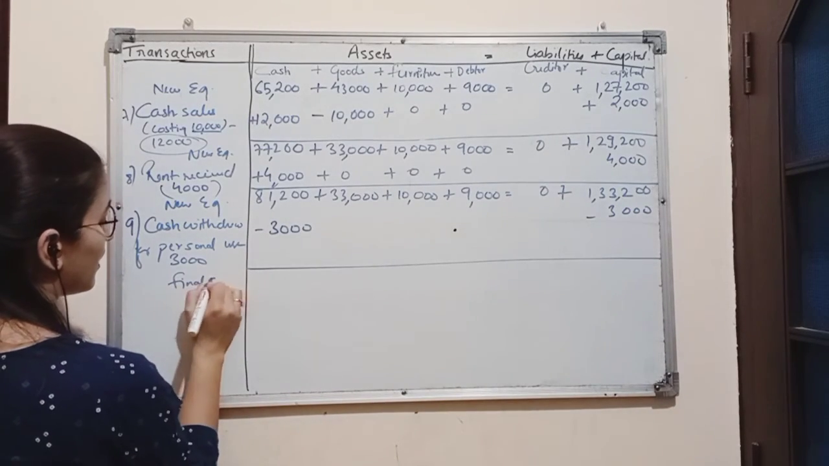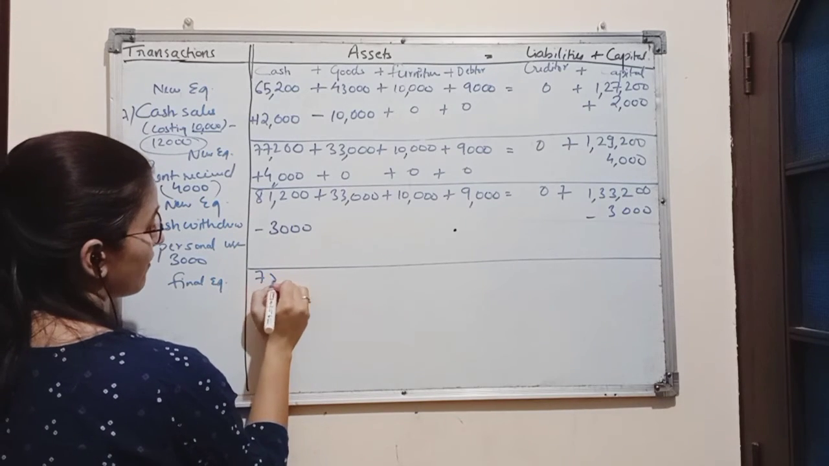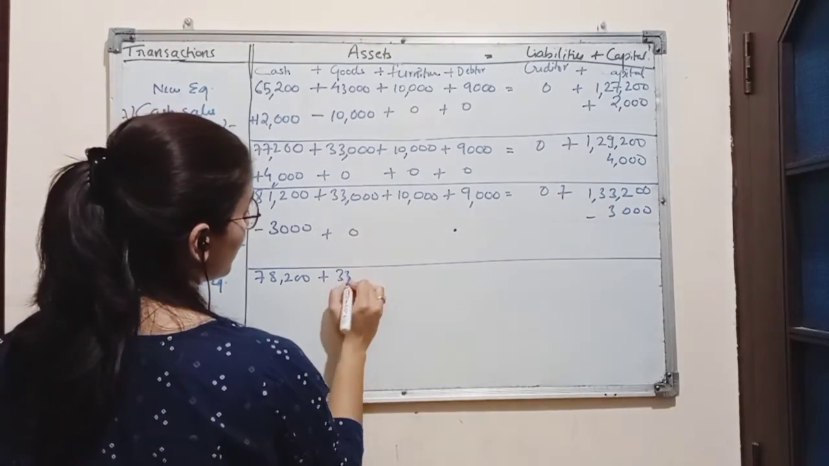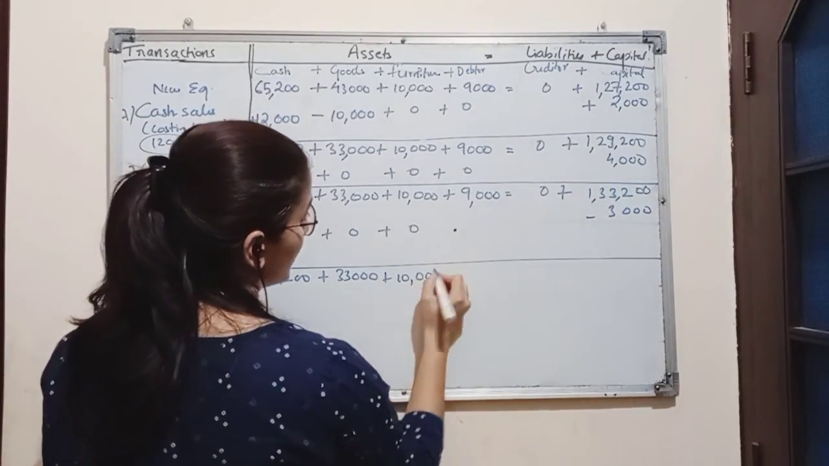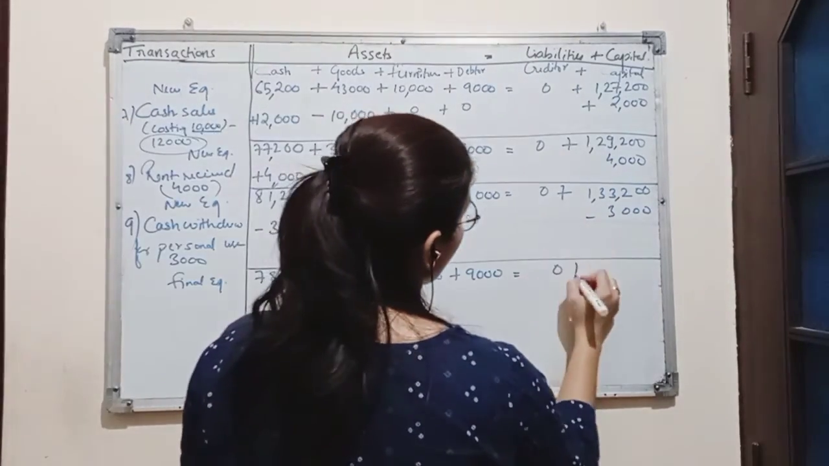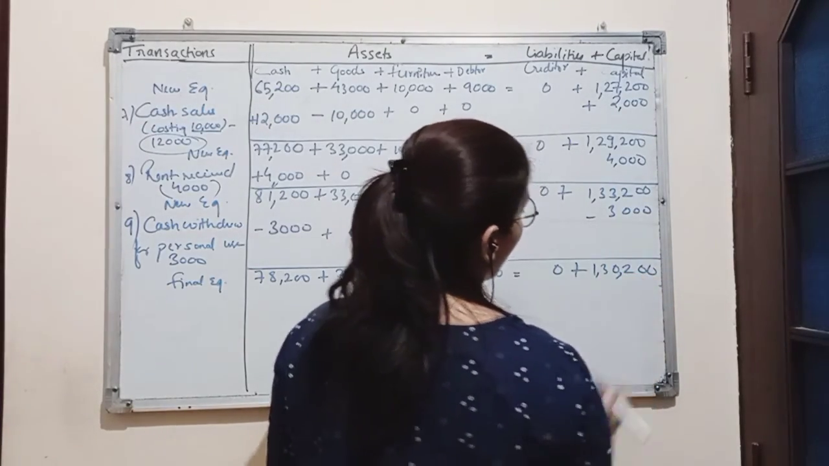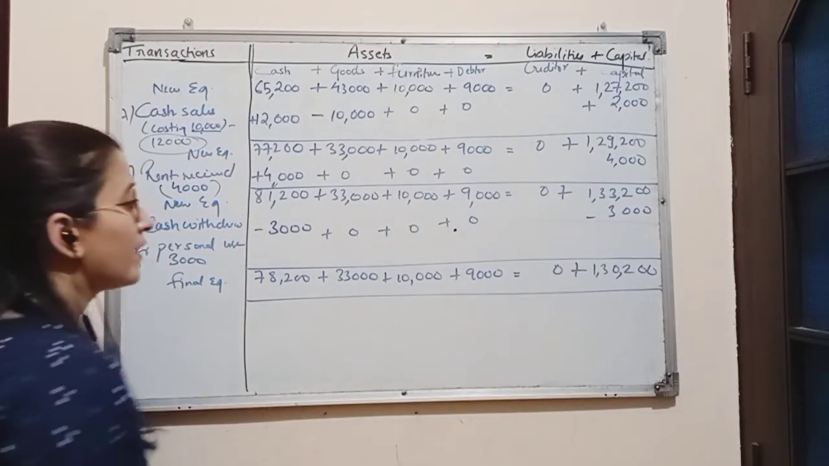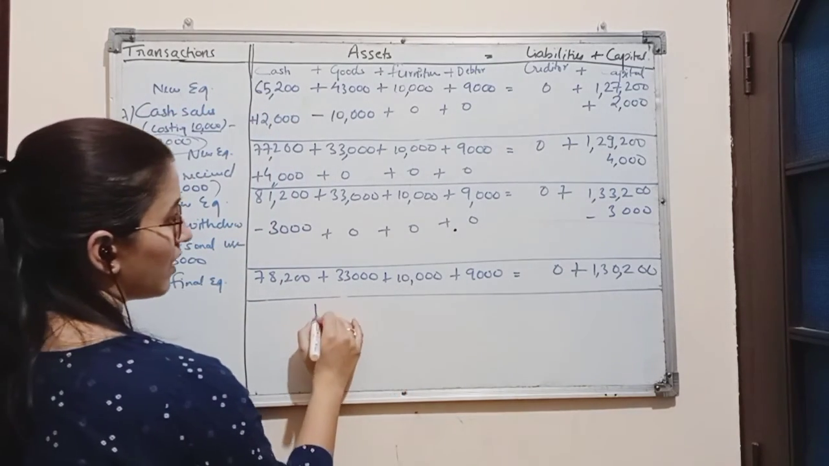Our final equation will be 81,200 minus 3,000 is 78,200. We have cash balance. Then goods amounting to rupees 33,000. Furniture 10,000. Debtors 9,000. Creditors 0 and capital 1,30,200.